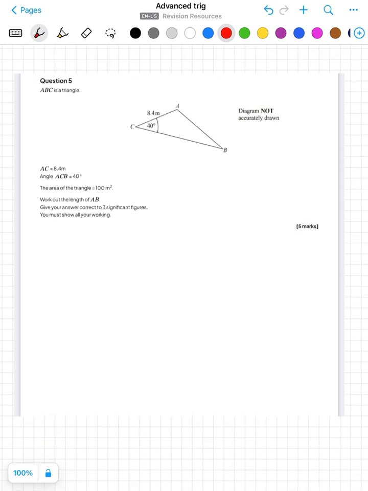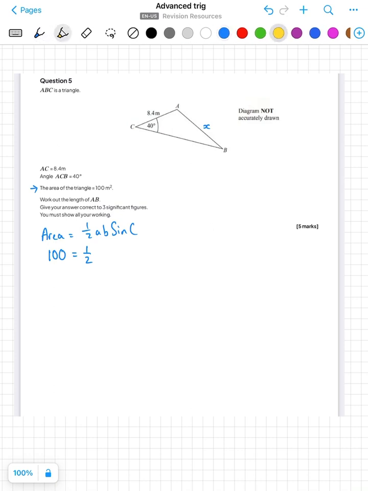Let's try one more 5 marker. Work out the length of AB. We've been told the area of the triangle is 100. So the area equals a half AB sine C. Pop in what you know. You've got to think they've told me that for a reason. Where's my angle sandwich? Here it is.